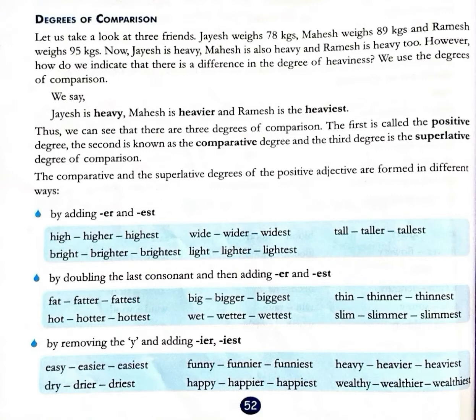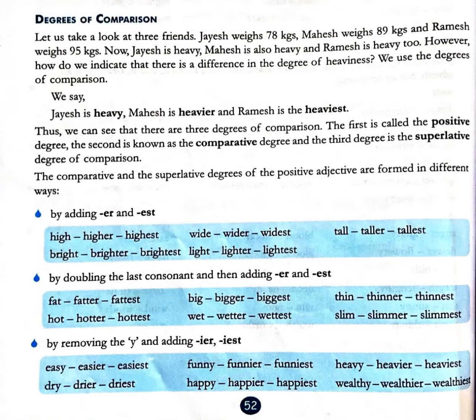The first is called the positive degree, the second is known as the comparative degree and the third is known as the superlative degree of comparison. So these are the three main types of degrees. The comparative and the superlative degrees of the positive adjective are formed in different ways. Now they are done by adding er or est.